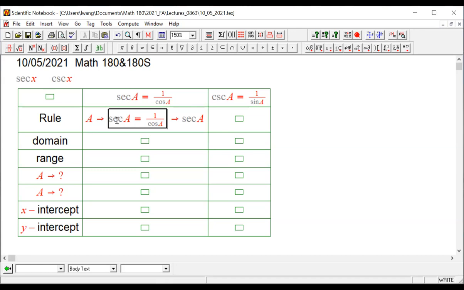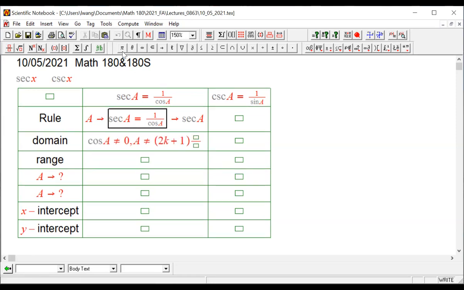For example, in the situation of secant, we know it's 1 over cosine. And so the denominator cannot be 0. So cosine A cannot be 0. And the consequence would be A must be all real numbers except the odd multiples of pi over 2. You got that, right? x can equal (2k plus 1) times pi over 2, where k is an integer.